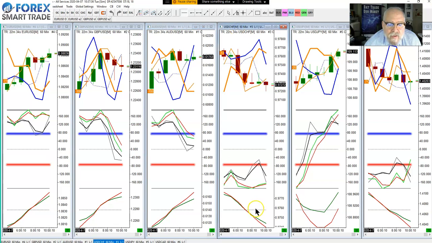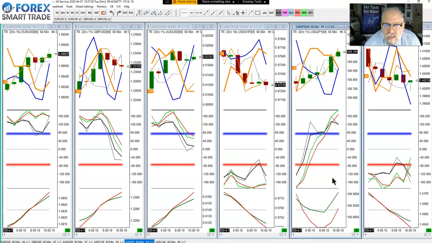Dollar Swiss franc, oversold. Miners are starting to go up. The slope isn't that steep. One of the things I like to take a look at, or that makes me feel better about the trade, is how steep this slope is. So not very steep here, and we don't have the miners in agreement.